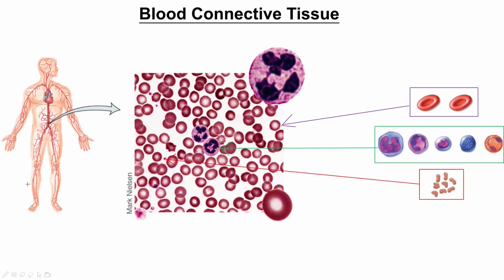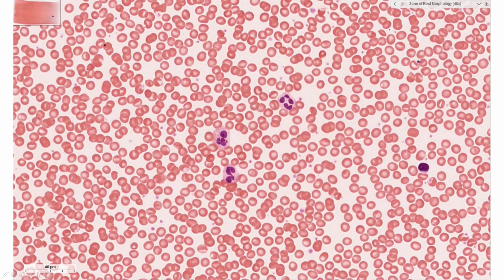Blood connective tissue is studied by taking a sample called a blood smear. Blood smears are made by placing a drop of blood on one end of a slide and using a spreader slide to disperse the blood from left to right. When zoomed in, you can really see the individual cells.